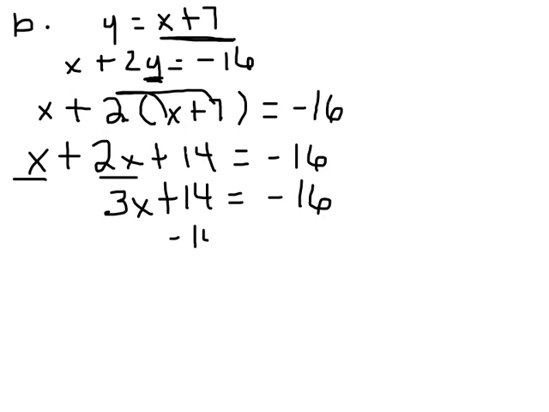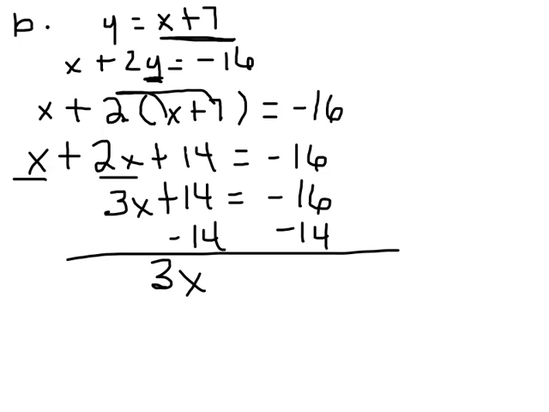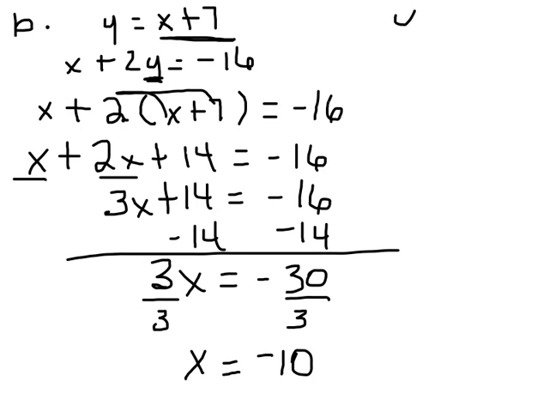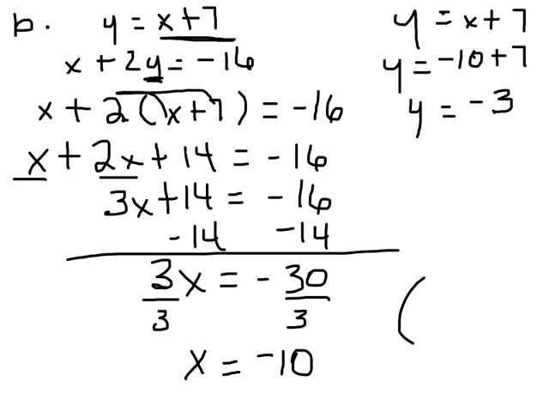Now we're going to subtract 14 from both sides, and we will get 3x equals negative 30. And if we divide by 3, we know that x is going to be equal to negative 10. Alright, in our original equation up here, y equals x plus 7. Well, if x is negative 10, if we put it in there, y equals negative 10 plus 7, so then y is going to be equal to negative 3. So we would write our answer, negative 10, negative 3.